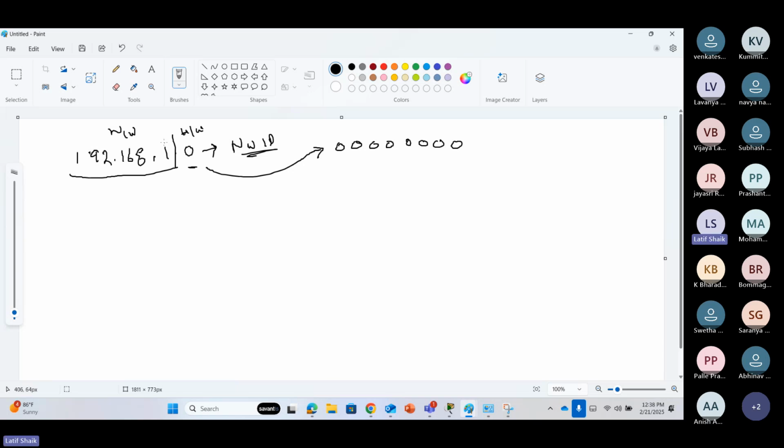If you convert the entire host portion into binary, there are no ones in it. All are zeros, which means there are no host-enabled bits. Network ID means the host portion is completely zero. This is called a network ID.